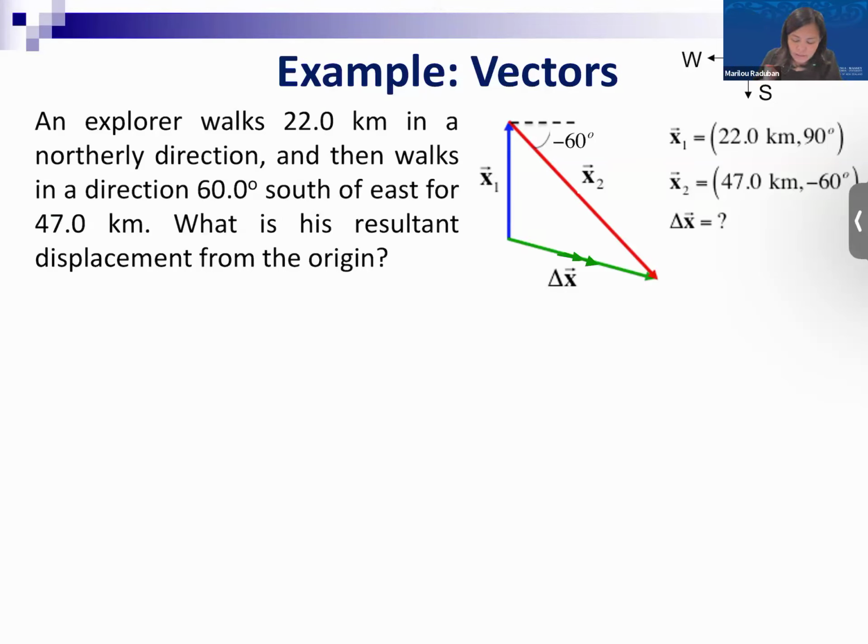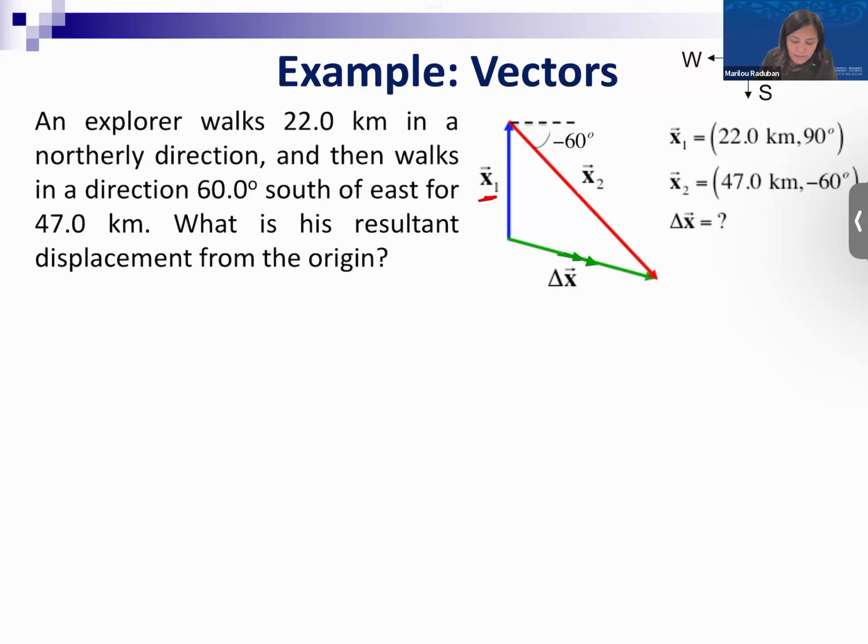Right, so let's draw the scenario. The explorer walks 22 kilometers in the northerly direction, so we represent that by vector x1. The blue arrow here is pointing directly up north, and that's 22 kilometers. So we can represent this vector x1 by the magnitude 22 kilometers, and the angle relative to the positive x-axis is 90 degrees. So that's the direction, 90 degrees.